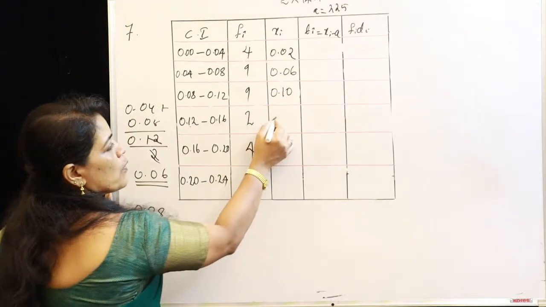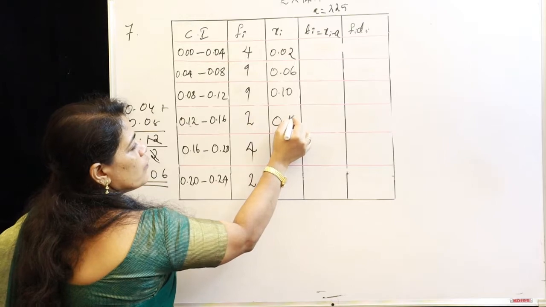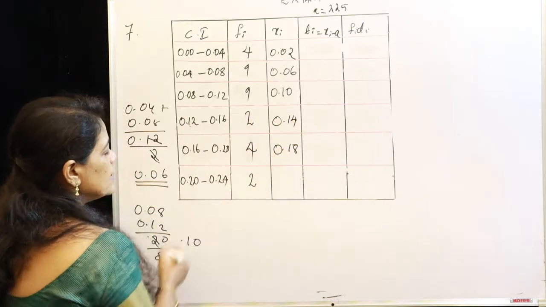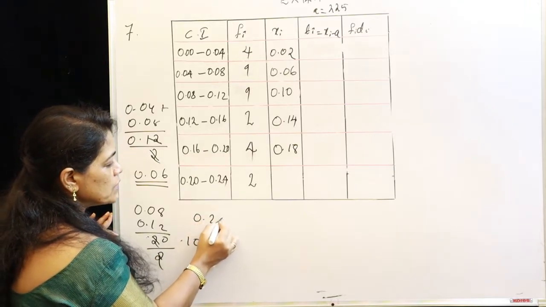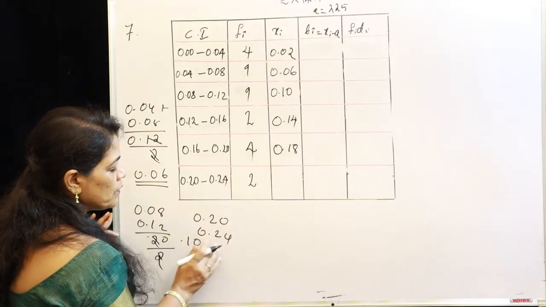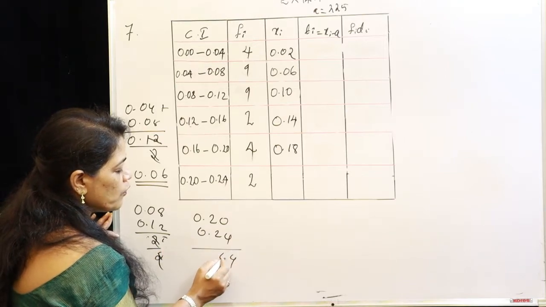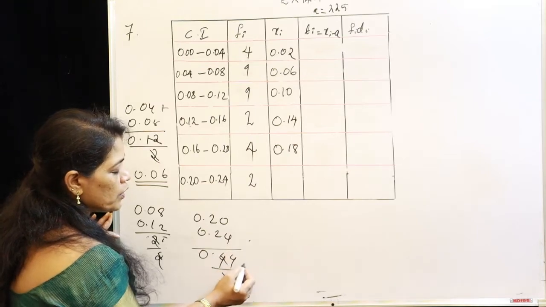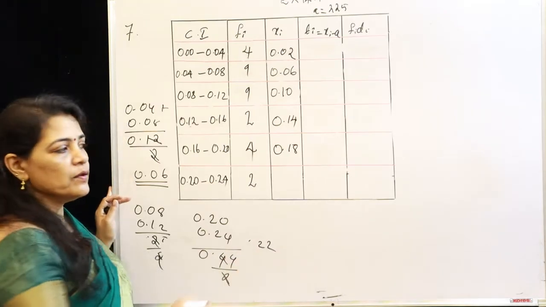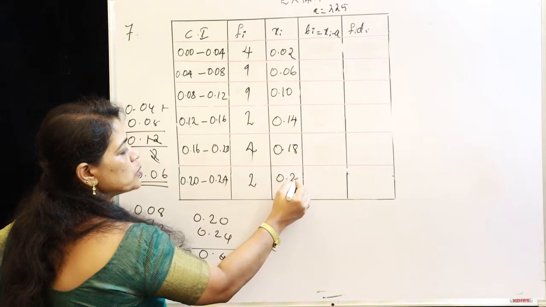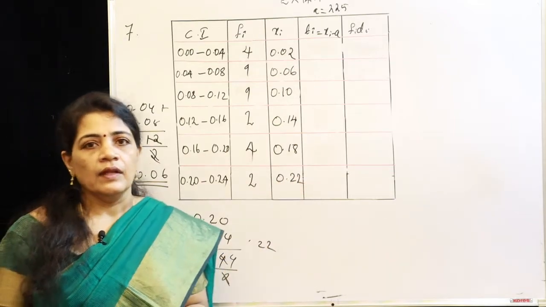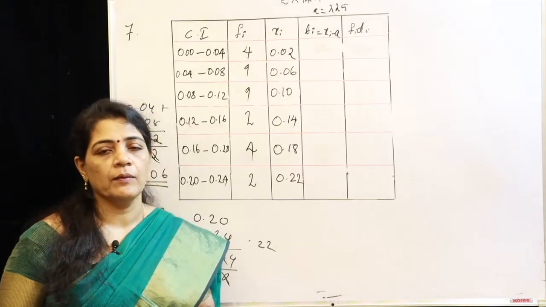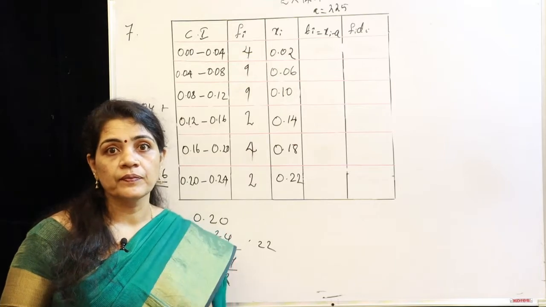So 0.14, then 0.18. Let us see the next one, 0.20 plus 0.24, that is 0.44, divided by 2, which is 0.22. Is it clear, children? We have to be very careful because we are dealing with decimal numbers, so the calculation should be perfect.